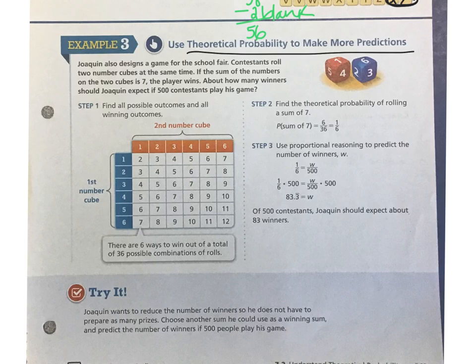Joaquin also designs a game for the school fair. Contestants roll 2 number cubes at the same time. If the sum of the numbers on the 2 cubes is 7, the player wins. Sum means we're going to add those 2 numbers together, and if the answer is 7, then that player is a winner. About how many winners should Joaquin expect if 500 contestants play his game?